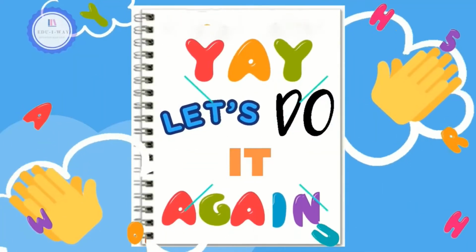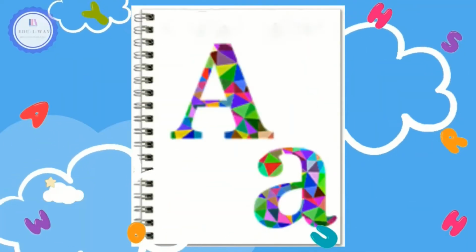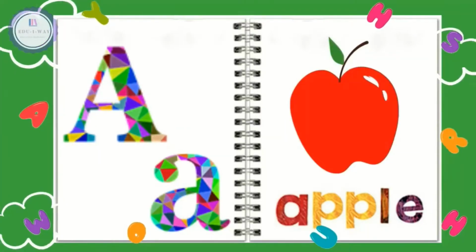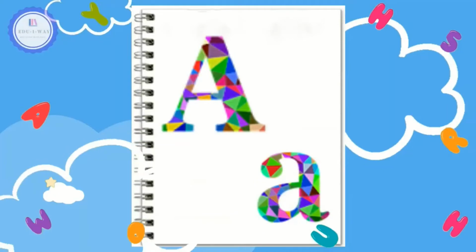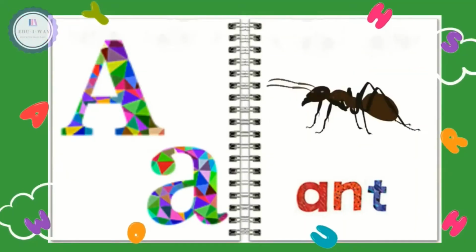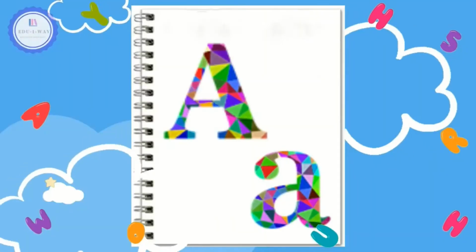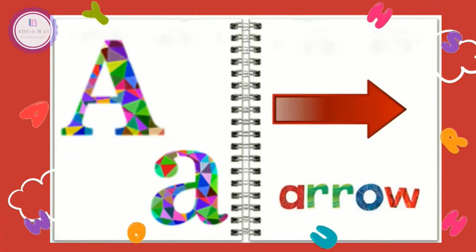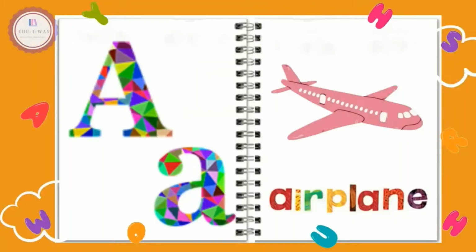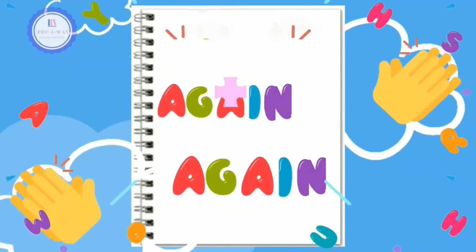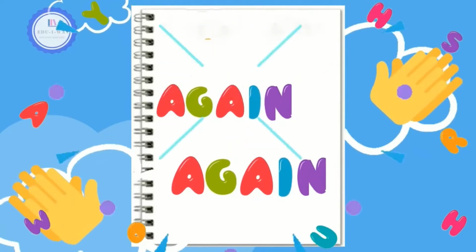Let's do it again. A for apple. Apple, apple, apple. A for ant. Ant, ant, ant. A for arrow. Arrow, arrow, arrow. A for airplane. Airplane, airplane, airplane. Yay! Again, again!